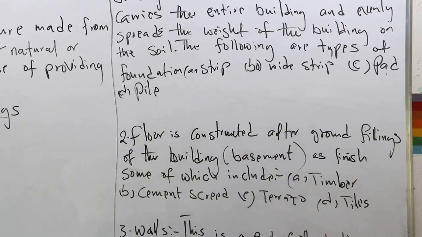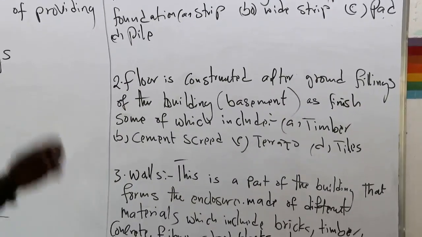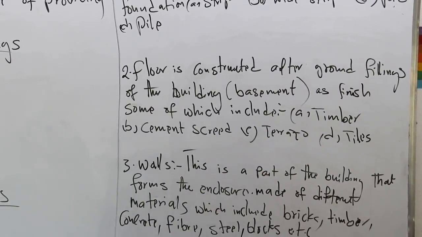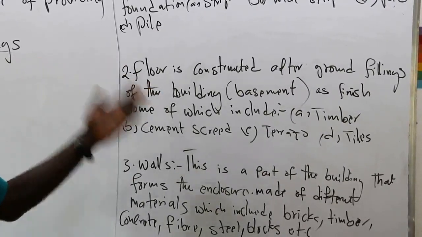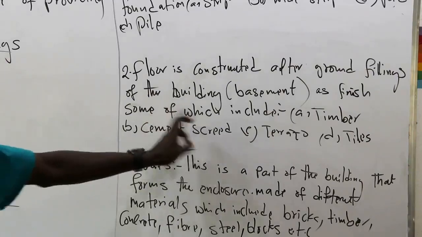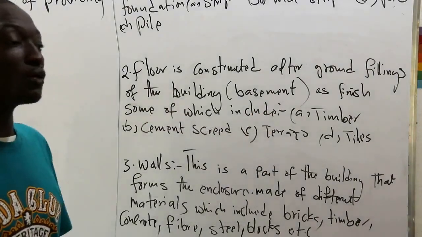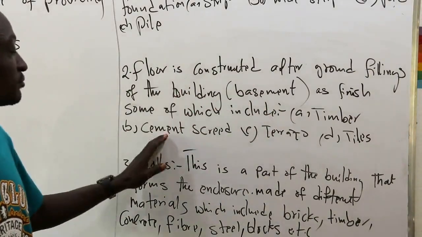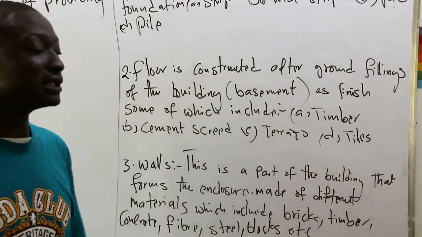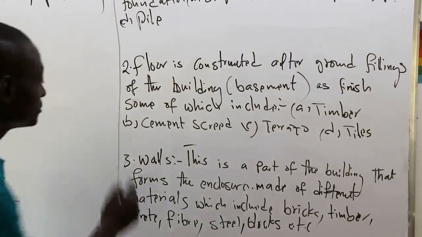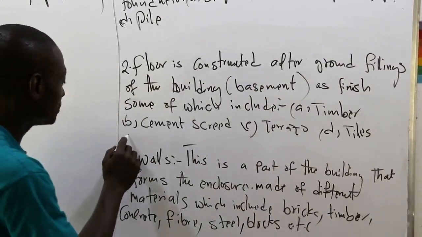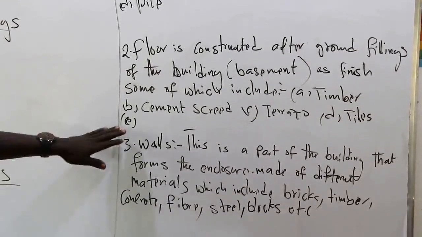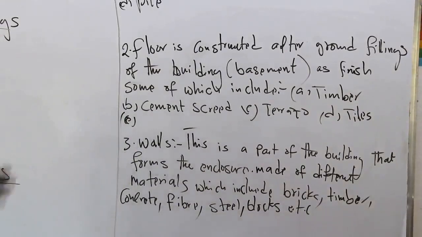The second component here is the floor. The floor is constructed after the ground fittings of the building. We commonly call it the basement, and sometimes it serves as a finish to the wall. Some of the types of floor that we commonly have around are the timber floor, the cement screed floor, the terrazzo, the tiles, and the rubber floor. These are the common ones that we have around.